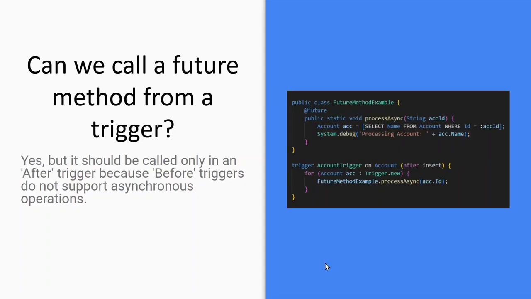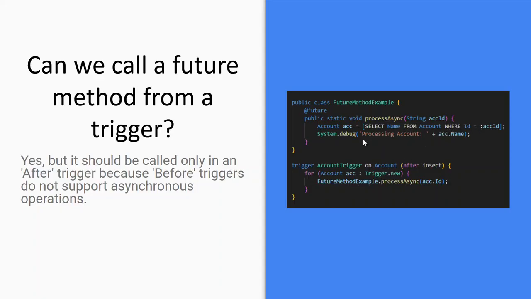Okay, now let's go to the next question: can we call a future method from a trigger? The answer is yes, you can call a future method from an Apex trigger, but the condition is that you can only call the future method in after trigger context. You can't call it in the before trigger context because it does not support asynchronous operations. As you can see in the code here, we are calling the future method in the account trigger.